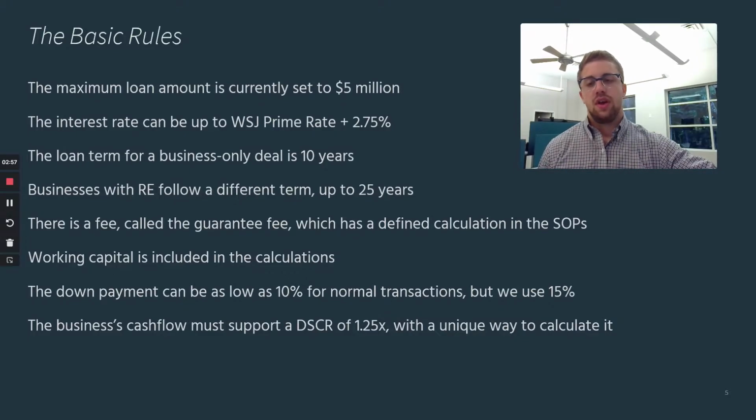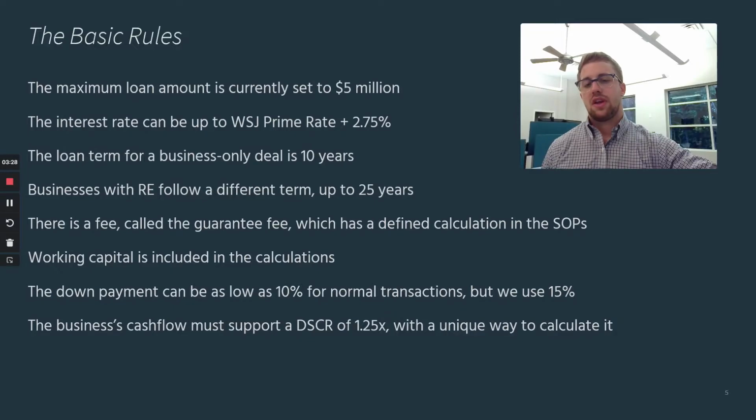There's the fee that we just mentioned called the guarantee fee, which has a defined calculation that we won't get into, but you can read in the SBA SOPs to find out how to calculate it. There's working capital included in our calculations because most lenders will include this in the loan. This would be money to hold you over while you build up your AR and your inventory and things over the first couple months of owning the business.